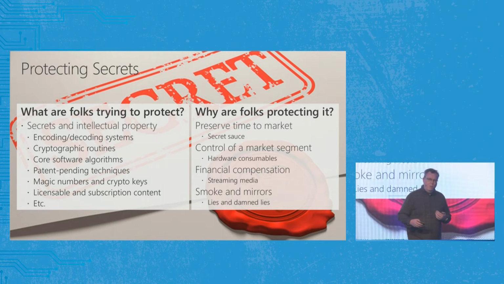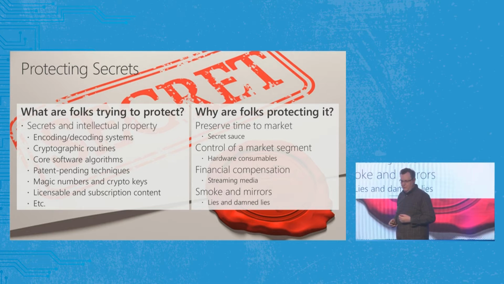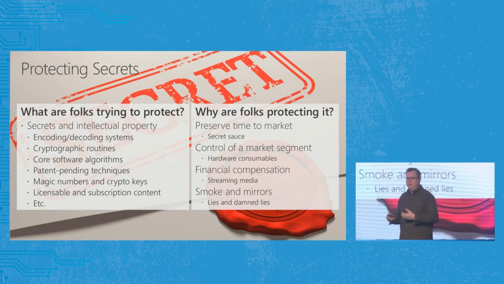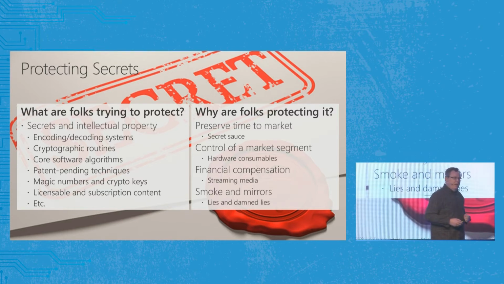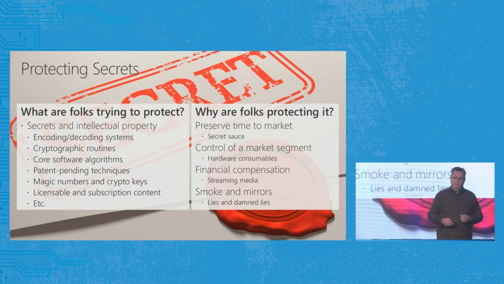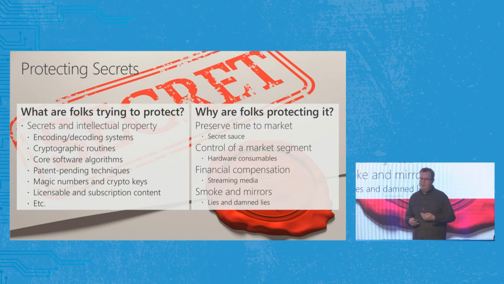And why are people actually trying to protect these things? This may be to preserve time to market. So, for example, a secret source. They may be trying to control access to a market. So, for example, hardware consumables for gaming platforms. It may be a financial stream. So, for example, streaming data, streaming media, and how do you protect that infringement and copying of those goods.